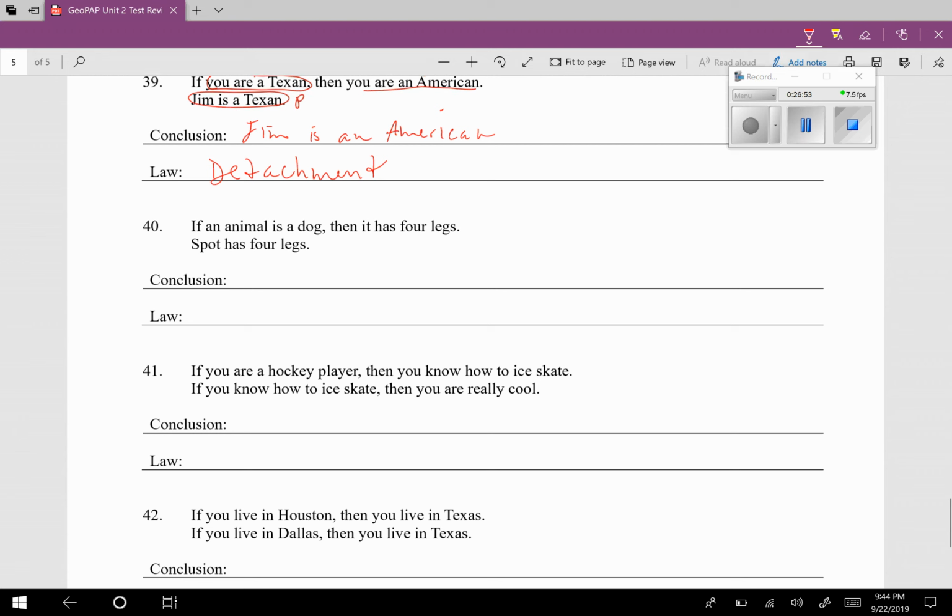Okay, next one. If an animal is a dog, then it has 4 legs. Spot has 4 legs. That's Q. So when P then Q, and then Q. Doesn't follow the order, so no conclusion.